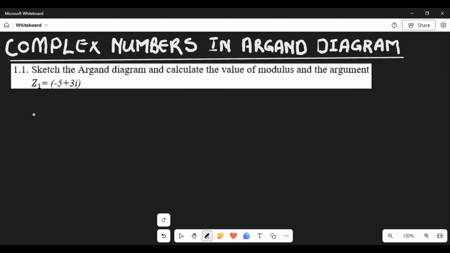Today in this video we'll be doing complex numbers in an Argand diagram. So we have this question underneath here which requires us to sketch an Argand diagram and also calculate the value of modulus and argument of this complex number. So before you start, how about you pause this video, try to sketch the Argand diagram and also find the values, and let's compare your answer with the answer that we're gonna get at the end of this video.